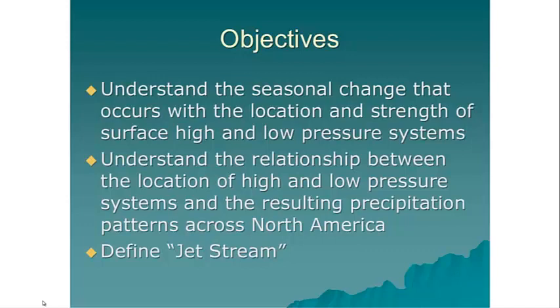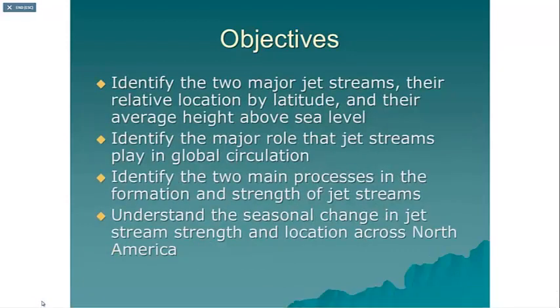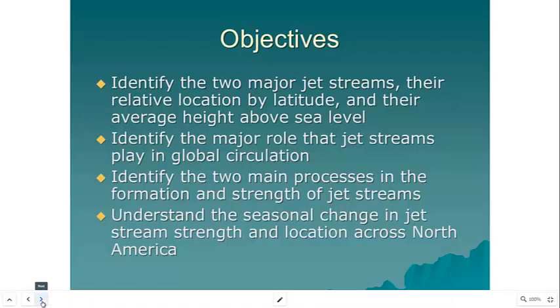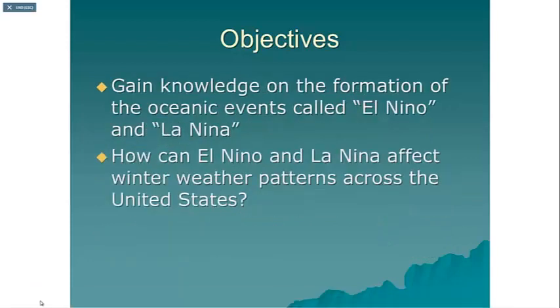And then eventually we'll switch into talking about the jet stream. We'll talk about two different components, the polar jet stream and the subtropical jet stream in the upper atmosphere, and then another jet stream that's considered to be low level. And then we'll end the chapter with the talk on the currents, and we'll also talk a bit about the teleconnections like El Nino and La Nina.